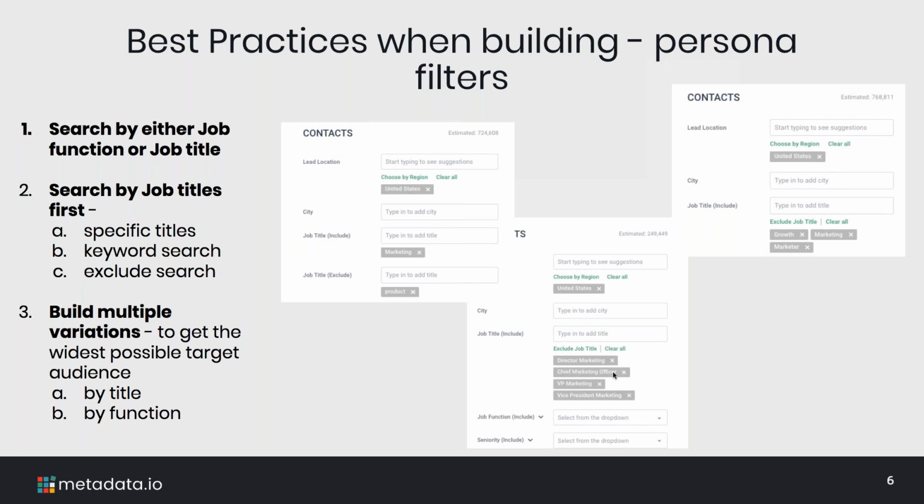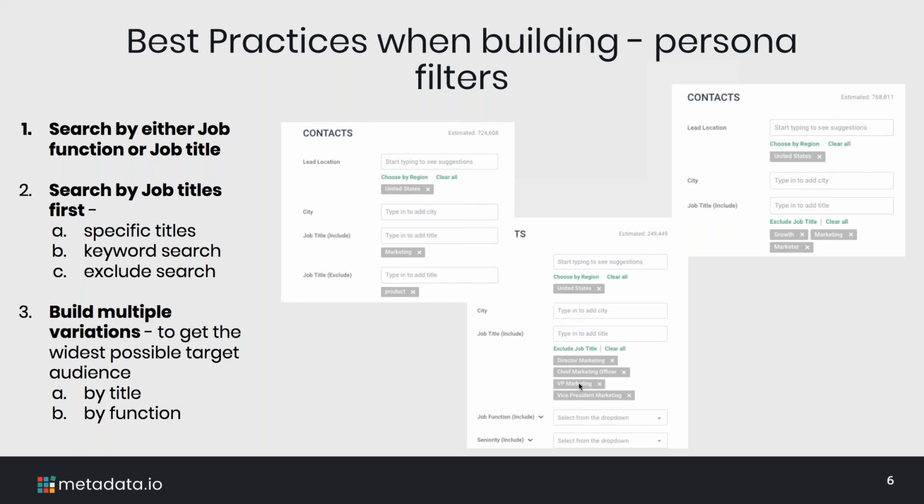For example, for Chief Marketing Officer, don't think that CMO will be included in it. CMO will be a separate job title on its own. VP Marketing, that's why we have VP Marketing and then Vice President Marketing separately here. So you can do it by specific titles.